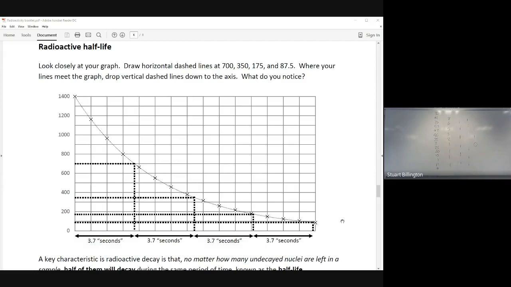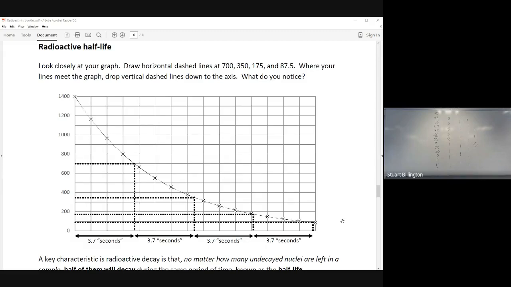Let's halve it again. So I've got 350. Let's halve that down to 175. How long does it take to get rid of another half? So to get down to 175, go across and, oh wow, look at that, another 3.7 throws. Let's halve it again down to 85 or something like that. And oh look, another 3.7 throws.